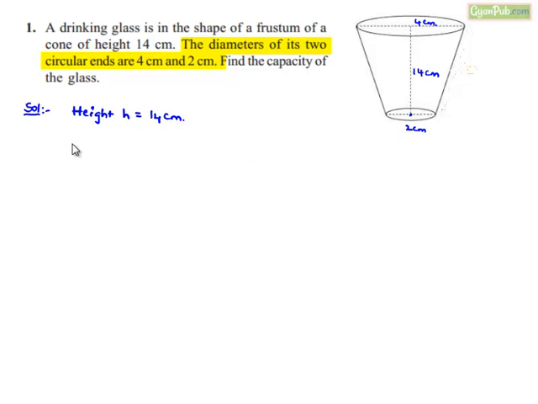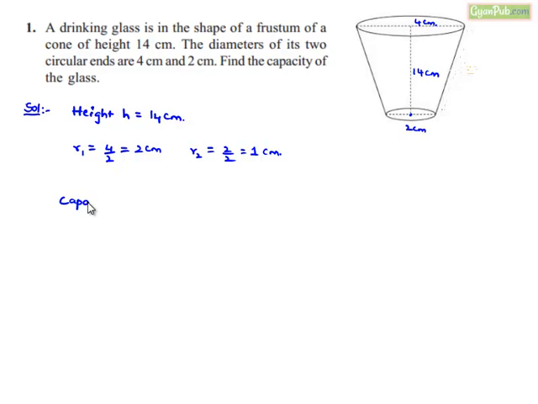Therefore, the radii of the two circular ends, let us represent the larger as R1, which is half of the diameter, that is 4 by 2, which is equal to 2 centimeters, and the radius of the smaller end R2 is equal to diameter by 2, that is 2 by 2, which is equal to 1 centimeter. Now he is asking the capacity of the glass.